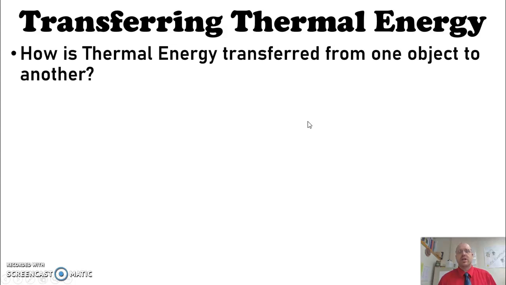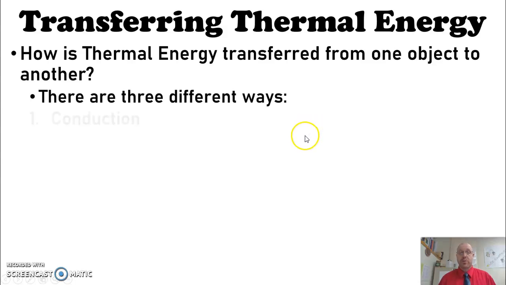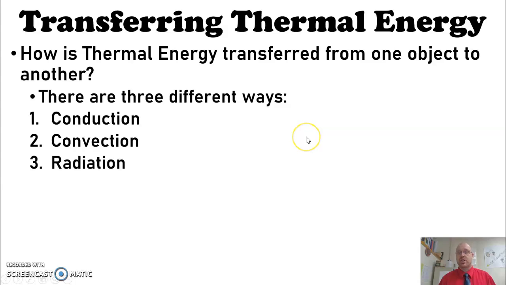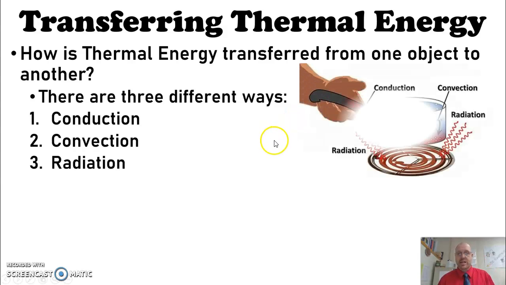All right, let's talk about transferring thermal energy. How is thermal energy transferred from one object to another? There are 3 different ways we do that. We have conduction, convection, and radiation. I'm going to break each one of those down. We've done a lab on conduction. That was when we had the different cups in the ice water. We've done convection, and that is transfer through fluid. We did a lab on that as well, as we watched the water swirling the pepper, also the candle smoke curling in the air. And then there's radiation.